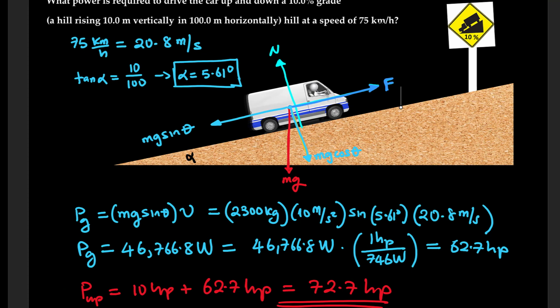Now, given that we have calculated the power needed to drive the car uphill, now I'm going to give you a homework. Your homework for today will be to calculate the power required to drive the car downhill. The hint in doing so is that the angle alpha changes a little bit. Find out how and how it will affect your results.